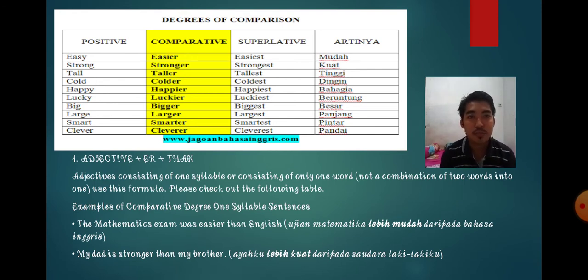The first, adjective plus -er plus than. The adjective consists of one syllable, or consisting of only one word, not a combination of two words into one. With this formula, please check out the following table. The example of a comparative degree one-syllable sentence. First, the mathematics exam was easier than English. Atau ujian matematika lebih mudah daripada bahasa Inggris. Then, my dad is stronger than my brother. Atau ayahku lebih kuat daripada saudaraku.